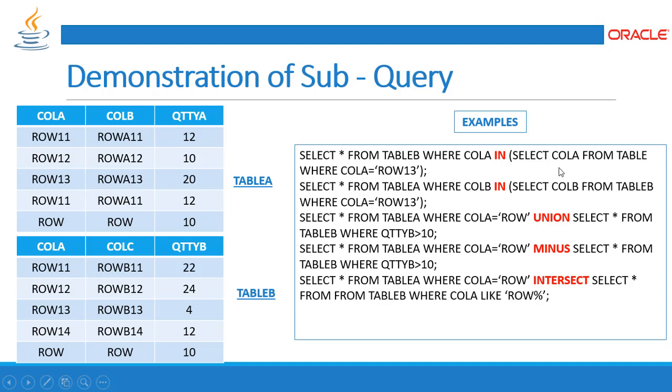Select, and especially it goes to a single column. This is a condition when we work with a subquery: you always have to refer to a single column. Table B where table A where column A equals row 1 3. So it's going to refer to this record, go to this record, and display the value.